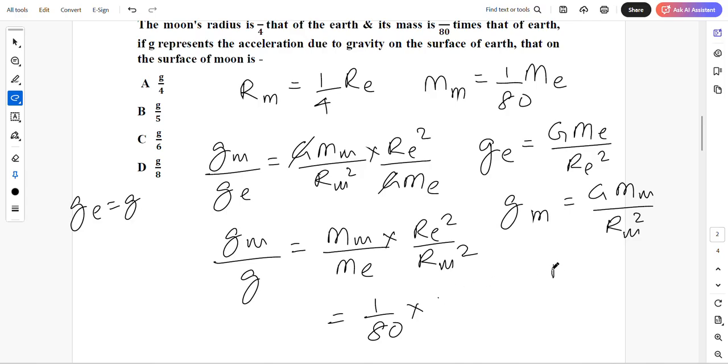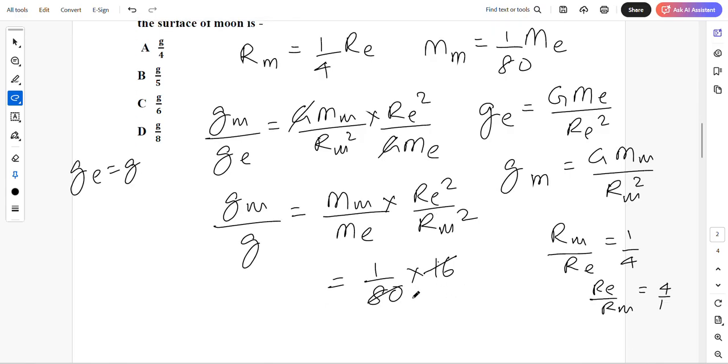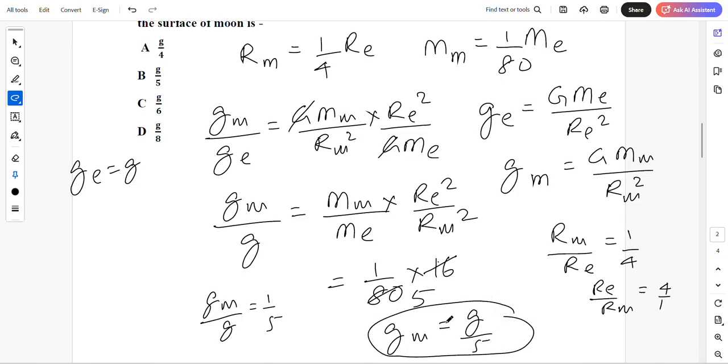Okay, because see, they are given rm by re is how much? 1 by 4. Therefore, re by rm will be how much? 4 by 1, and its square will be 16. So that is how many times I can write? 5 times it gets cancelled. Gm by g is equal to 1 by 5, or gm is equal to g by 5 is the right answer.